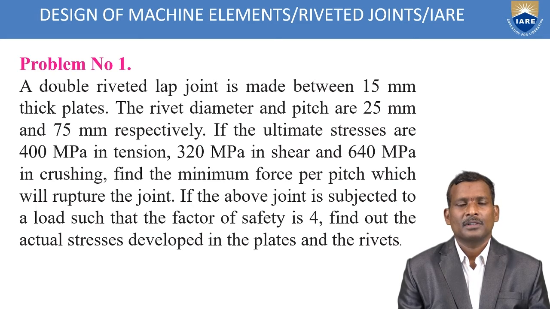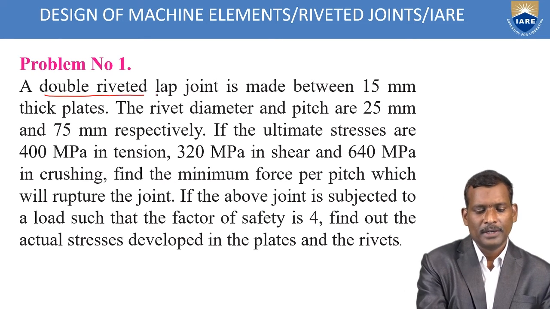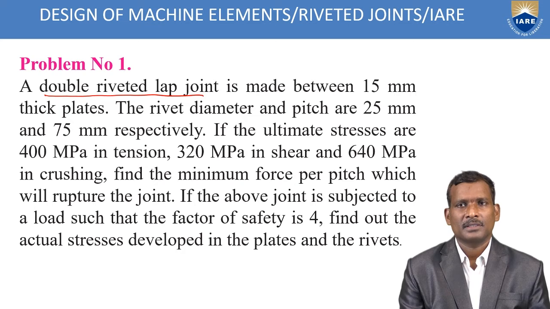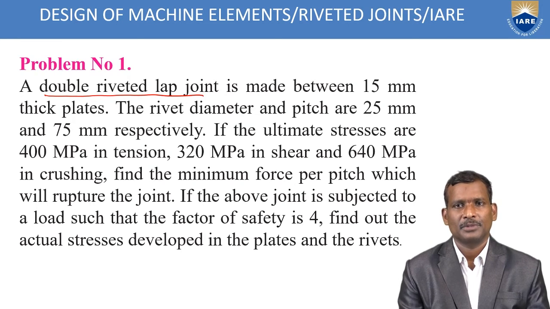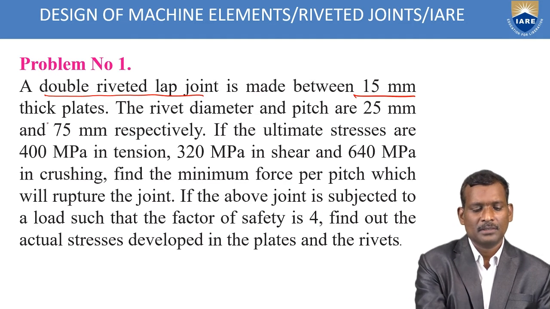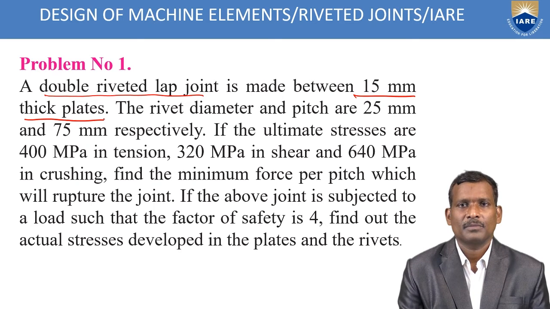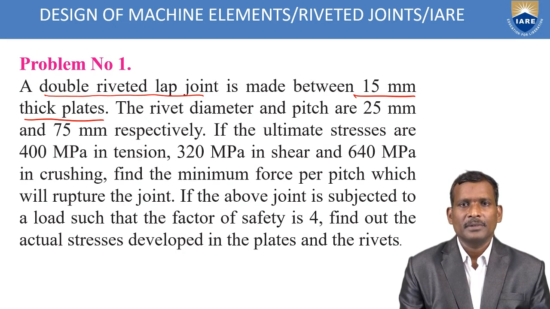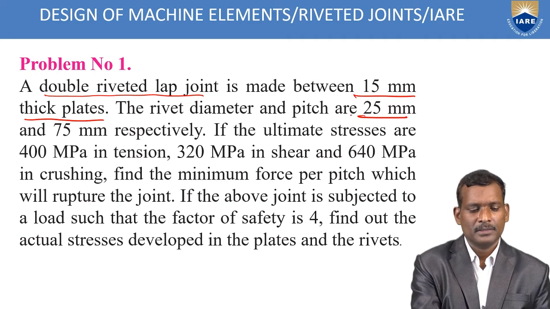So, take this problem. Here, given a double riveted lap joint. So, the type of joint is a double riveted lap joint. Already you know the types of joints: the single riveted lap joint and the double riveted lap joint. It is made between plates of 15 mm thickness. The thickness of the plates is 15 mm, given as t. The rivet diameter and pitch are 25 mm and 75 mm.